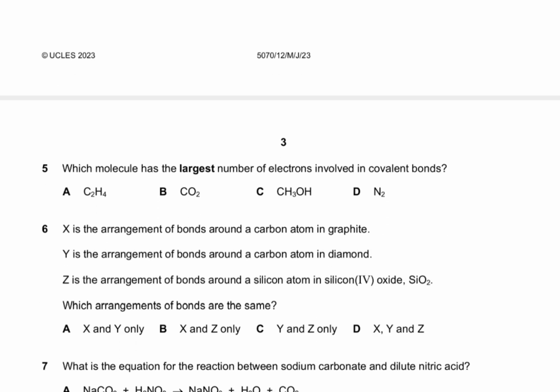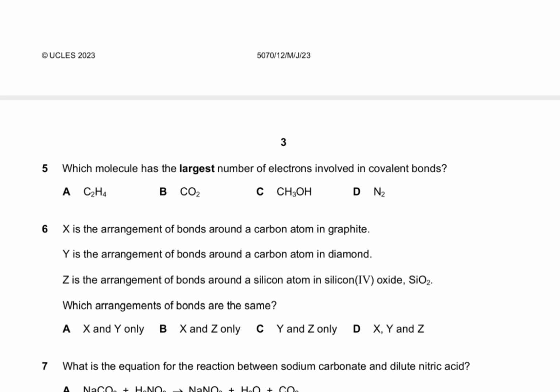Which molecule has the largest number of electrons involved in a covalent bond? Just count all the covalent bonds and double the value to get the electron number. In C2H4 we have 2 bonds between carbon and carbon and 4 between carbon and hydrogen, so 1, 2, 3, 4, 5, 6. 6 bonds means 12 electrons. In carbon dioxide we have 4 bonds and 8 electrons. In alcohol we have 1, 2, 3, 4 and 5, so 5 means 10. In nitrogen we have 3, so 6. So option A is the correct one.